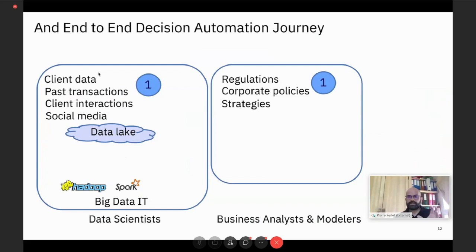And so this team is very focused on data science. They are good at doing SAS a few years ago, more and more Python, and there was R between the two. And there is a trend to move to big data using Hadoop, MapR and Spark for large batch processing. On the other side, you see regulations, corporate policy, strategies that the organization has to implement.